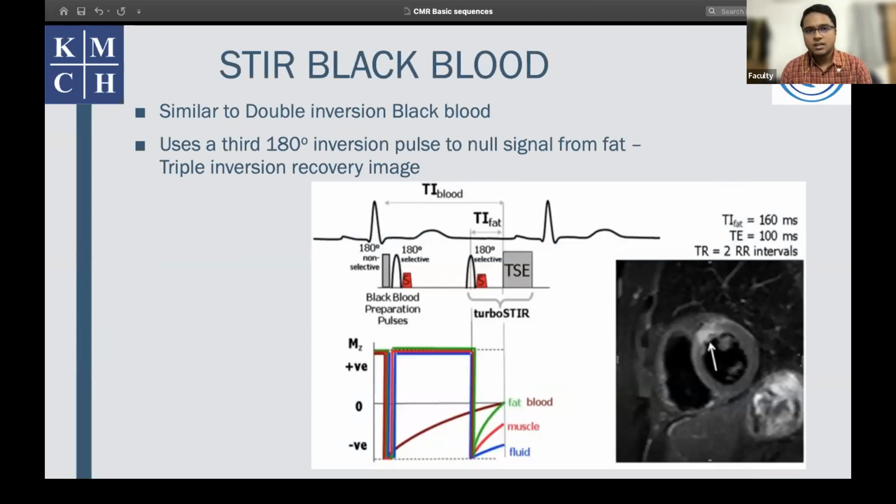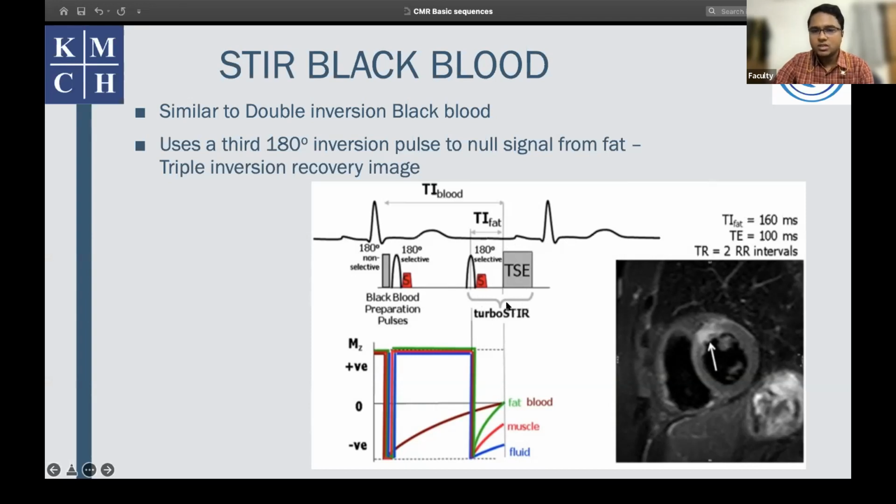Coming to the other type of black blood image, which is the triple inversion recovery sequence. This is similar to the double inversion black blood sequence that we just saw. As the name implies, we use a third 180-degree inversion pulse only to null the signal from fat. So this is nothing but a STIR image of the heart with two more extra 180-degree pulses to null the blood. If you just see this part of the sequence, you can see that there is a 180-degree pulse followed by a spin echo sequence. This is a basic STIR sequence which is used for nulling signal from the fat.